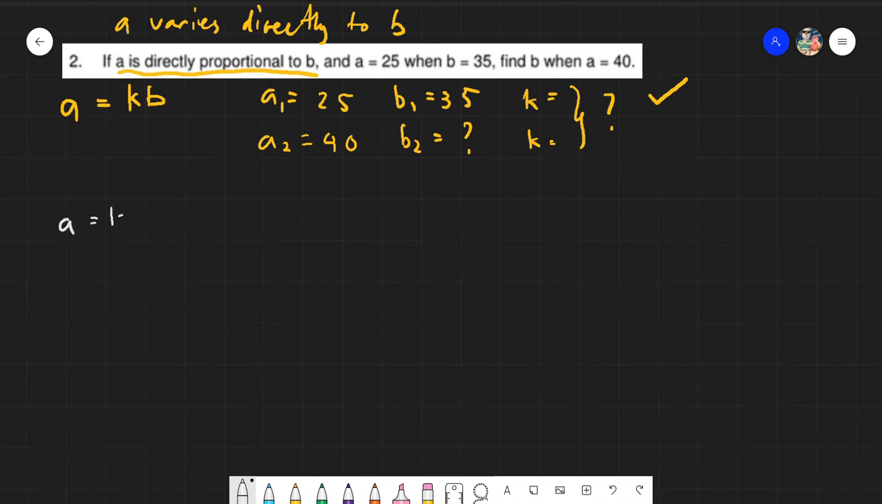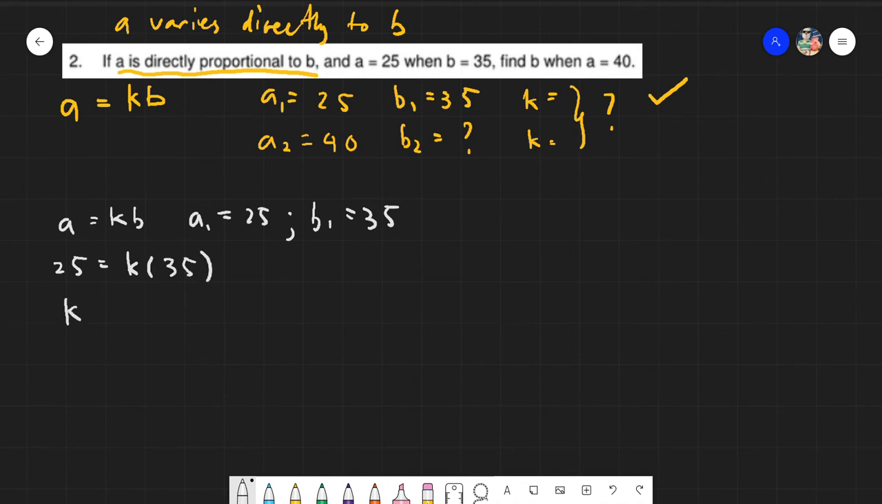A is equal to kB. Our A sub 1 is equal to 25 and our B sub 1 is equal to 35. Now let's substitute: 25 is equal to k times 35.